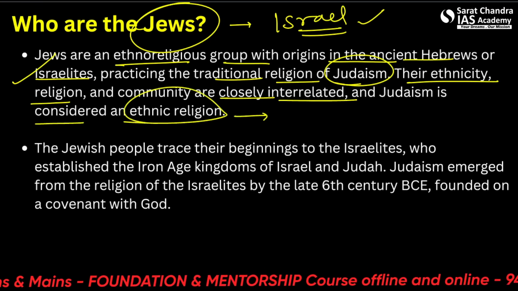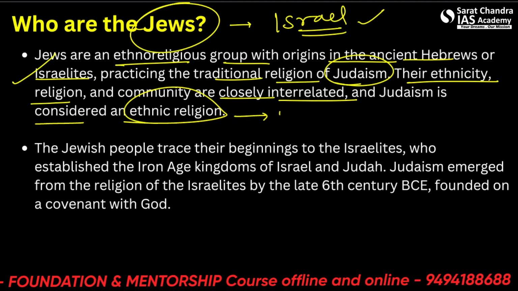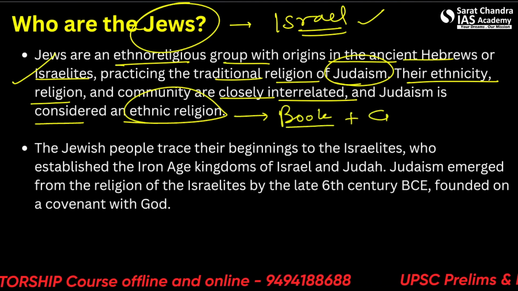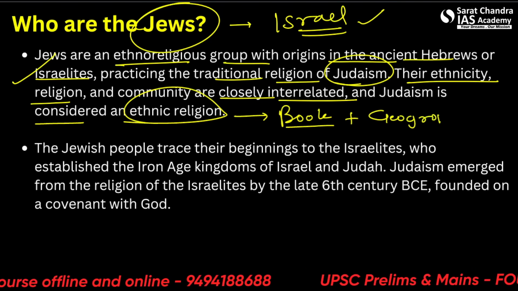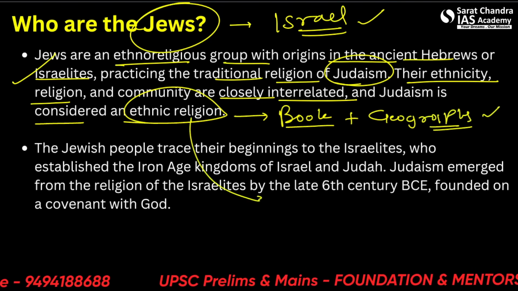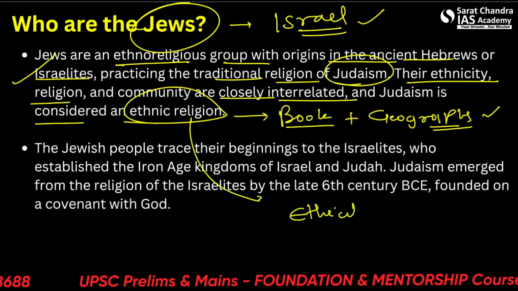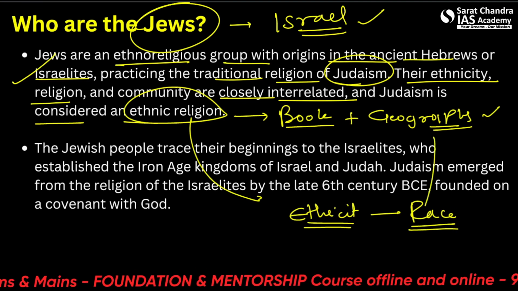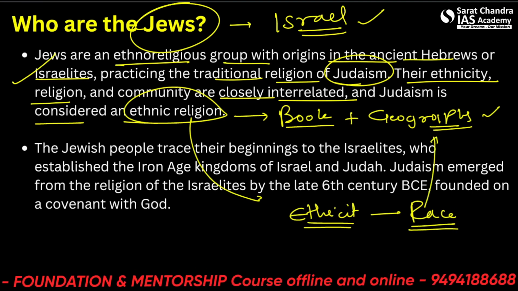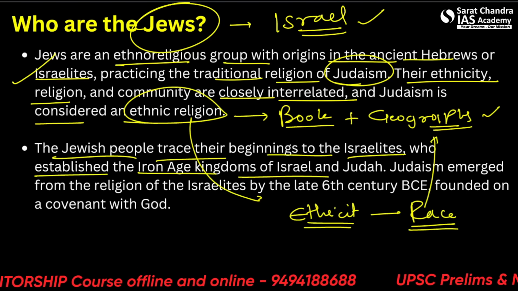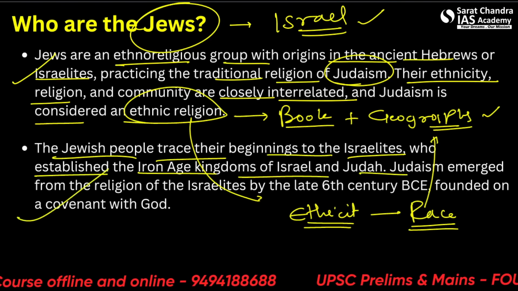Ethnic means something that is not only related to a certain book or text, but also related to the geography of that part, or which relates to the ethnicity. That means belonging to a certain race that emerges from the geography. The Jewish people trace their origins to the Israelites, who established the Iron Age kingdoms of Israel and Judah. So we have already seen this part.